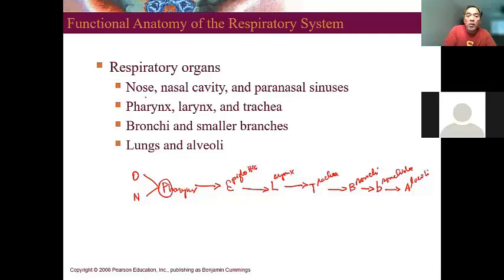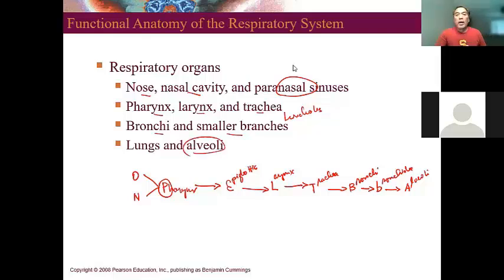So respiratory organs are nose, nasal cavity. Remember, the paranasal sinus is just within the nasal cavity. These are cavities molded inside the bones of the skull. Those are paranasal sinuses. And then it'll pass through the paranasal sinuses, and then it goes into the pharynx, larynx, trachea, bronchi, and the small branches are called the bronchioles. Okay? And then after that, it goes to the lung where it ends up in the small sac called alveoli.